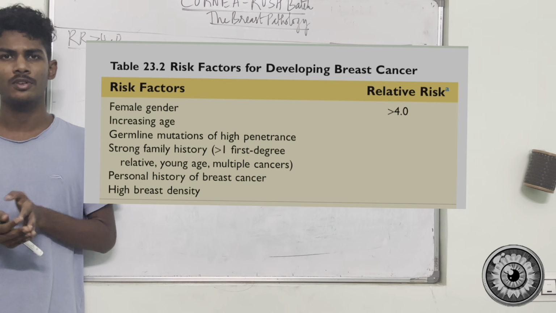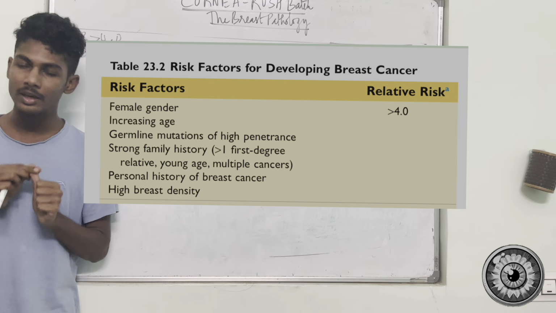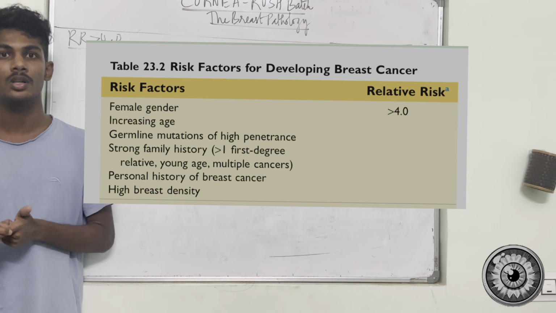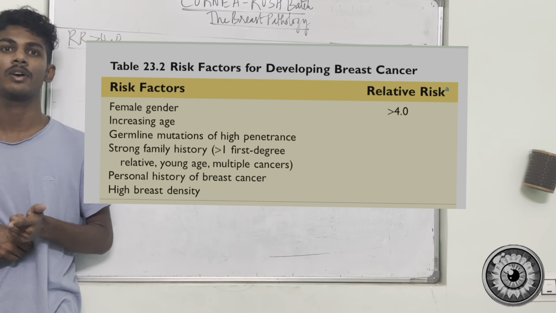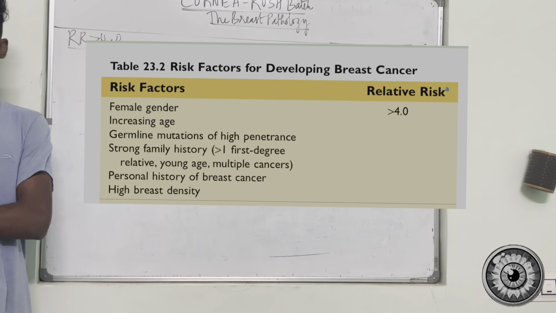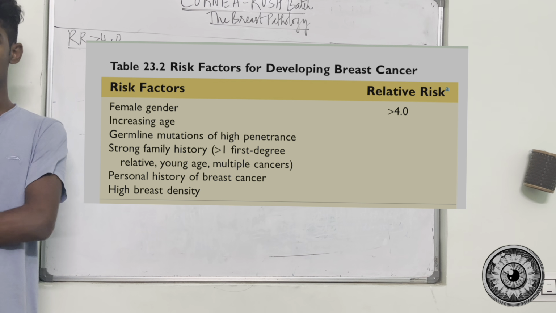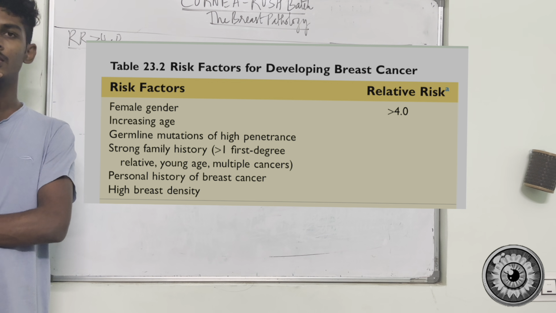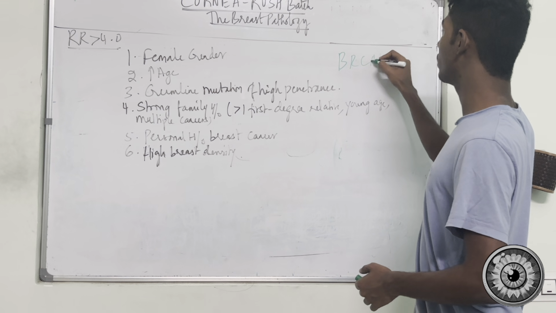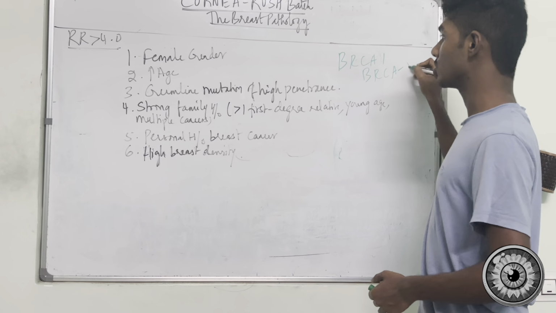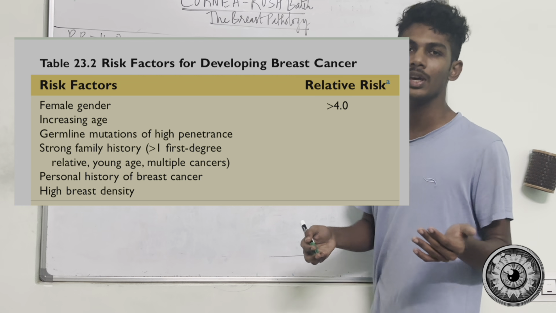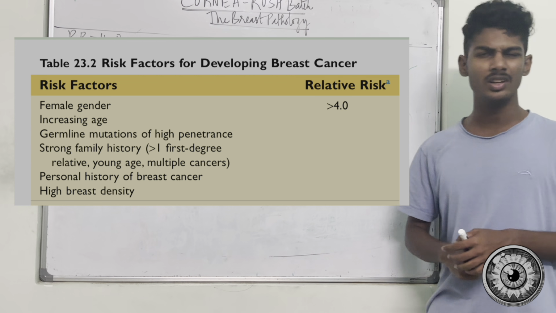What is the risk? Tell me. See, first, female gender. Gender, that is female gender, is a risk factor, and age itself, age for females, is the second risk factor. Then what is the third risk factor? The third risk factor is a germline mutation of high penetrance. There is some mutation. What mutation do you think? It can be BRCA1 and BRCA2 mutation. We will see that in detail. I'll be discussing it in detail, so don't worry.